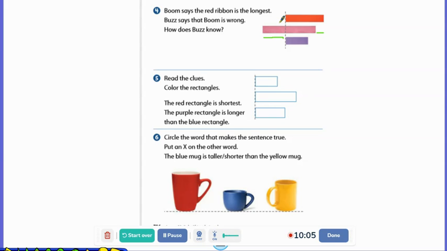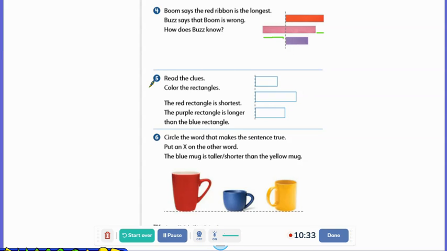Buzz is correct because the ribbons are not lined up correctly. The pink ribbon is actually the longest if it was brought forward. So if someone tells you something and you know that's incorrect, make sure you explain. So then the next time you'll know to line up all of the ribbons on this edge so then we could easily compare their lengths.